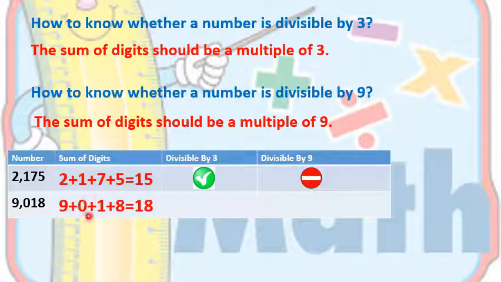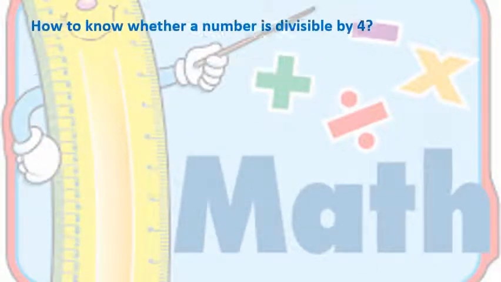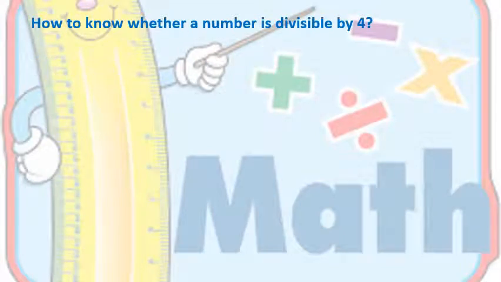Now, the second example, again, I'm going to add digits. So 9 plus 0 plus 1 plus 8. The answer is 18. So, is 18 a multiple of 3? Yes, because 3 times 6 is 18. Is it a multiple of 9? Yes, because 2 times 9 is 18. So both numbers are divisors of this number.